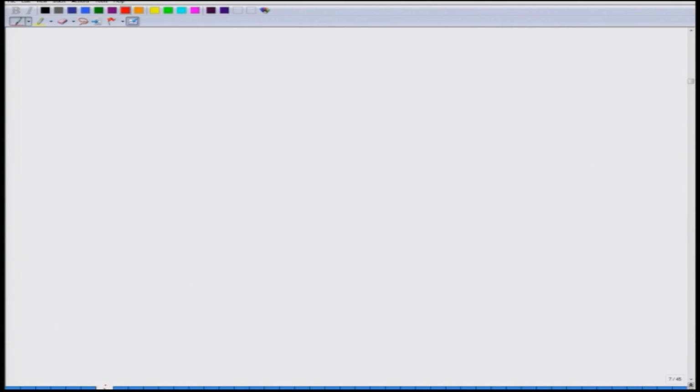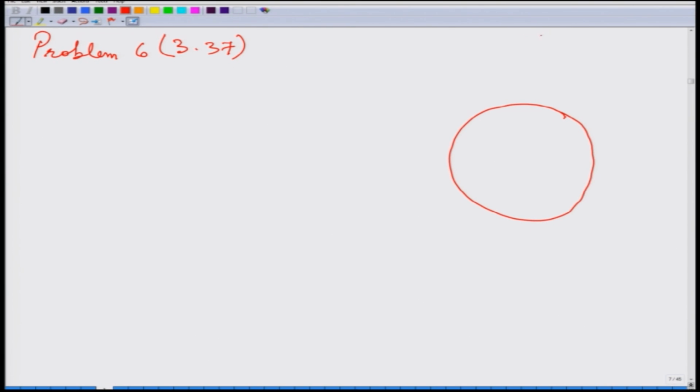Now let's go to problem number 6, which is 3.37 from Griffith. So here you have the same kind of geometry. You have a charge Q at a position vector R prime, and let's discuss this problem properly.